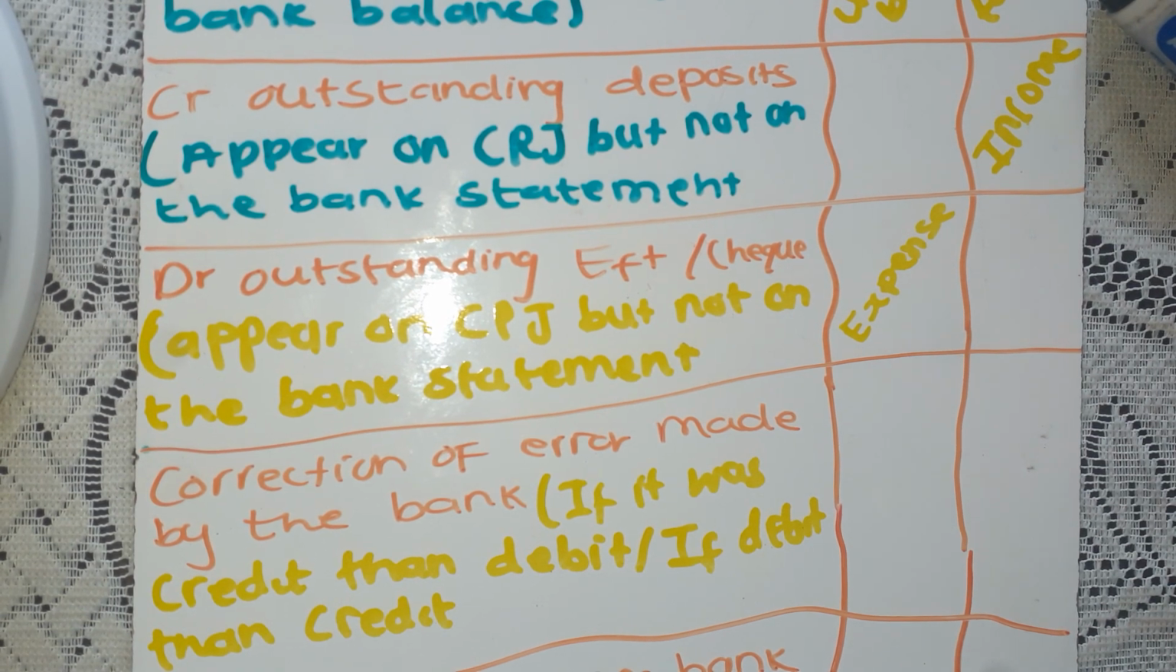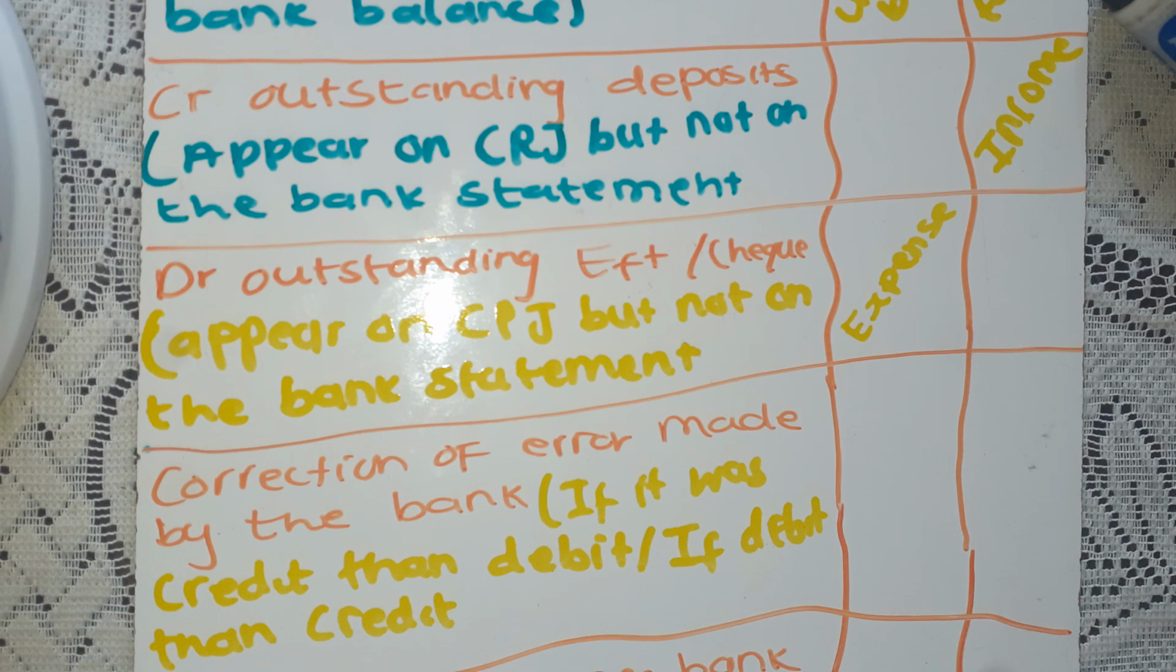So outstanding EFTs are payments, and all payments, as they are expenses, they are debited. That's what you have to know. If you are given last year's bank reconciliation and you see outstanding deposits and outstanding EFTs, they will tell you in your adjustments if those outstanding deposits and outstanding EFTs have been cleared, meaning they now appeared in the bank statement.